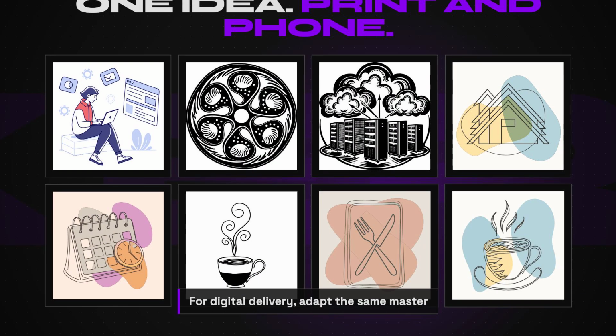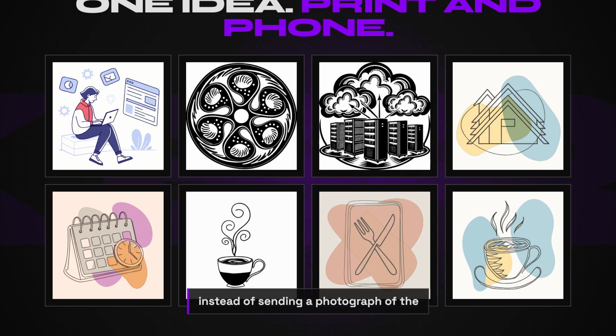For digital delivery, adapt the same master instead of sending a photograph of the printed card. Create a phone-friendly portrait version, enlarge the type, reduce tiny detail, and export a crisp PNG while keeping the SVG source. One visual idea can now work in a message, email, social post, or printable file.